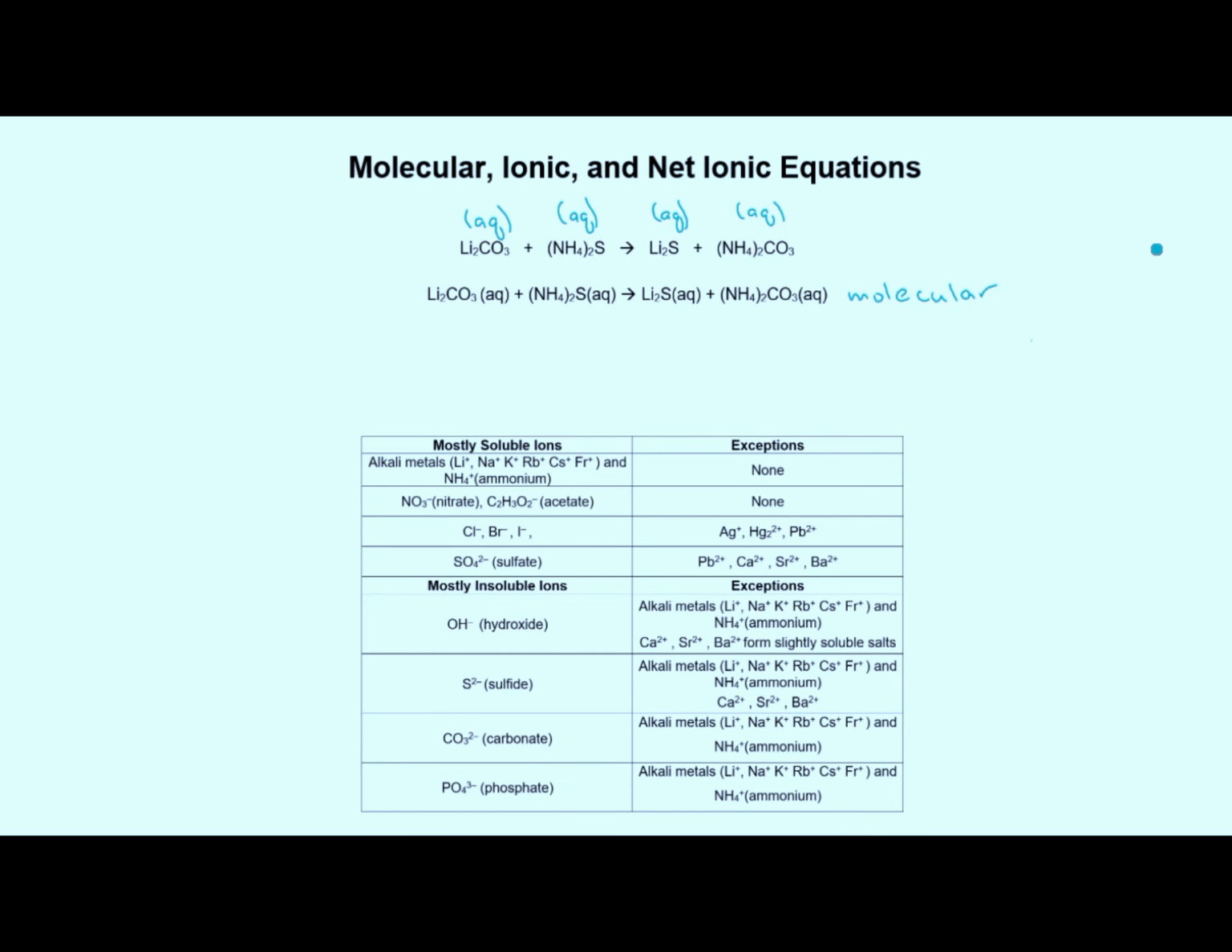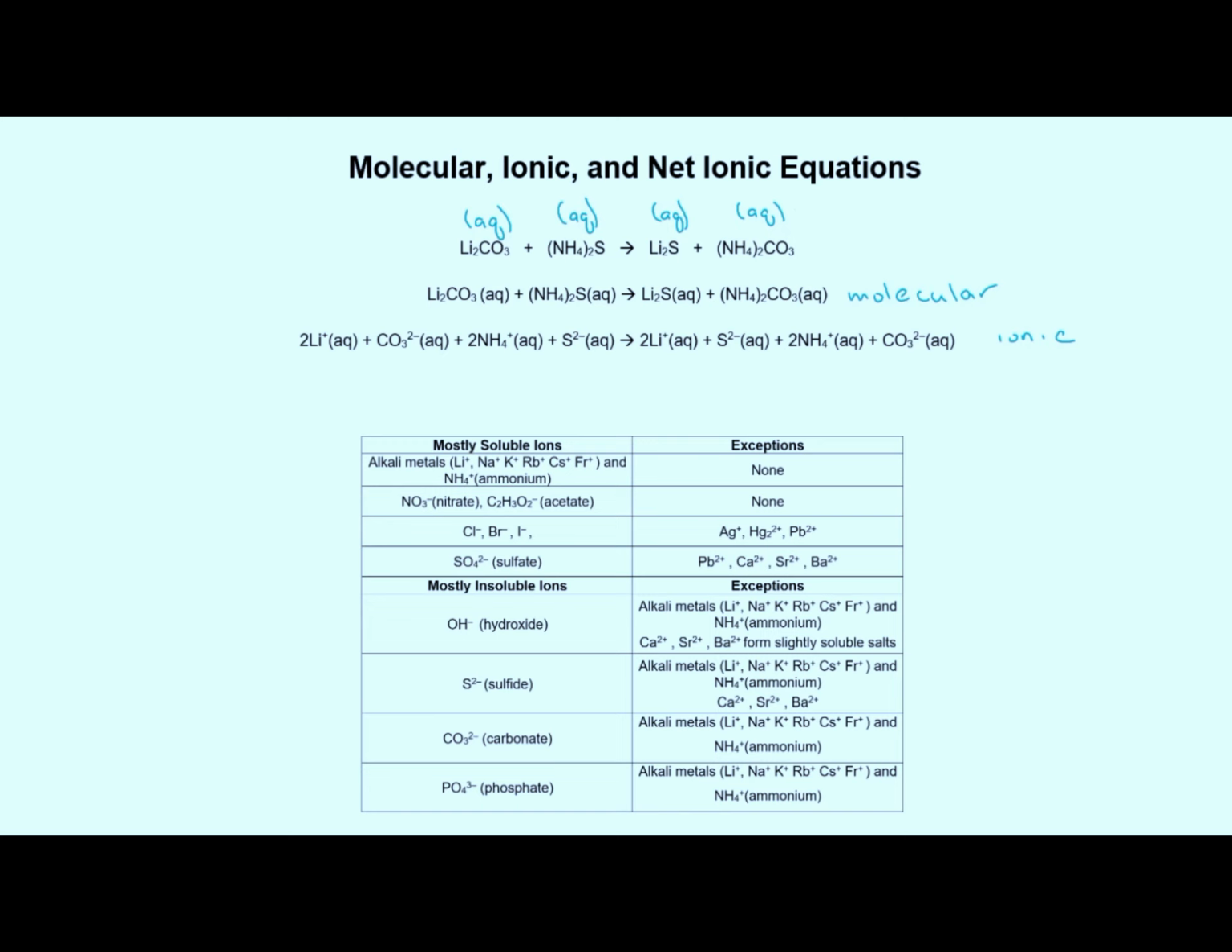Remember, every salt that's soluble, we are going to break apart into cations and anions. So here is my ionic equation. They do get quite long, don't they? But let's see how my salts break apart. So lithium carbonate, 2 lithium cations, and a carbonate anion. Ammonium sulfide, 2 ammonium cations, and a sulfide anion. Lithium sulfide, again, 2 lithium cations, and here's my sulfide anion, and my ammonium carbonate, 2 ammoniums, and 1 carbonate anion.